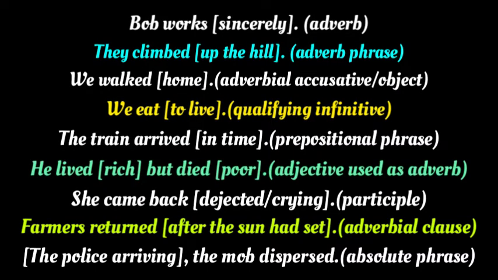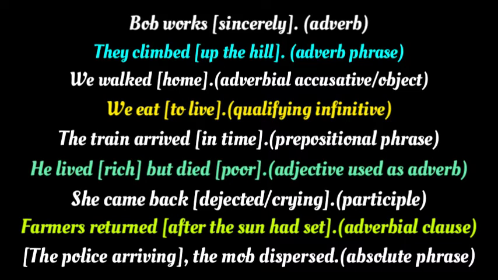For example, in the sentence Bob works sincerely, sincerely is a simple adverb modifying the verb works. So in this case, the single worded simple adverb sincerely has come as an adverbial adjunct to the predicate. In the second sentence, the prepositional phrase up the hill is doing the work of an adverb, hence it is an adverb phrase here modifying the verb climbed. And so here we have an adverb phrase as the adverbial adjunct to the predicate.